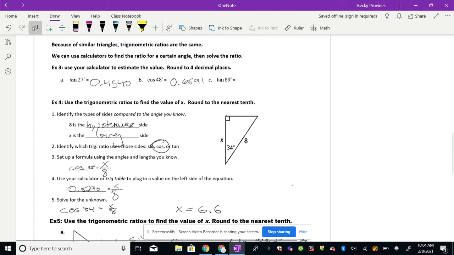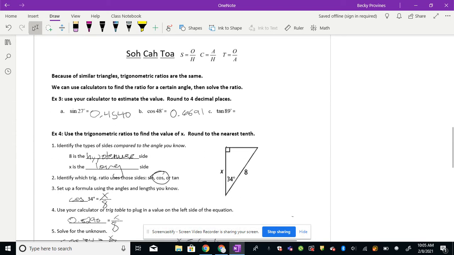All right, so now we're going to talk about how to actually calculate what these ratios are going to give us. So here's a reminder of SOHCAHTOA. I would write that down in your notes or wherever you're putting this information. This is hugely important and will help you remember these ratios. All right, so because of similar triangles, trigonometric ratios are the same.